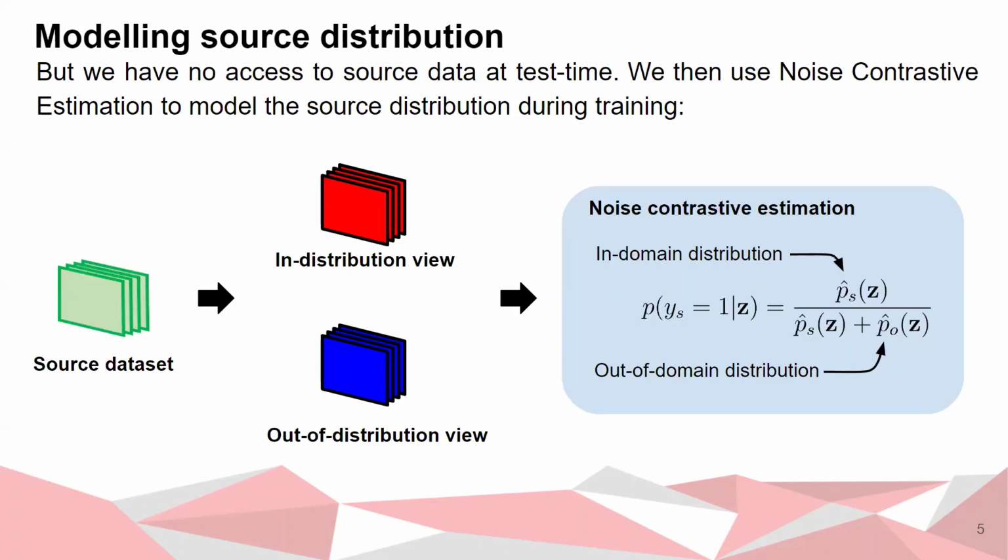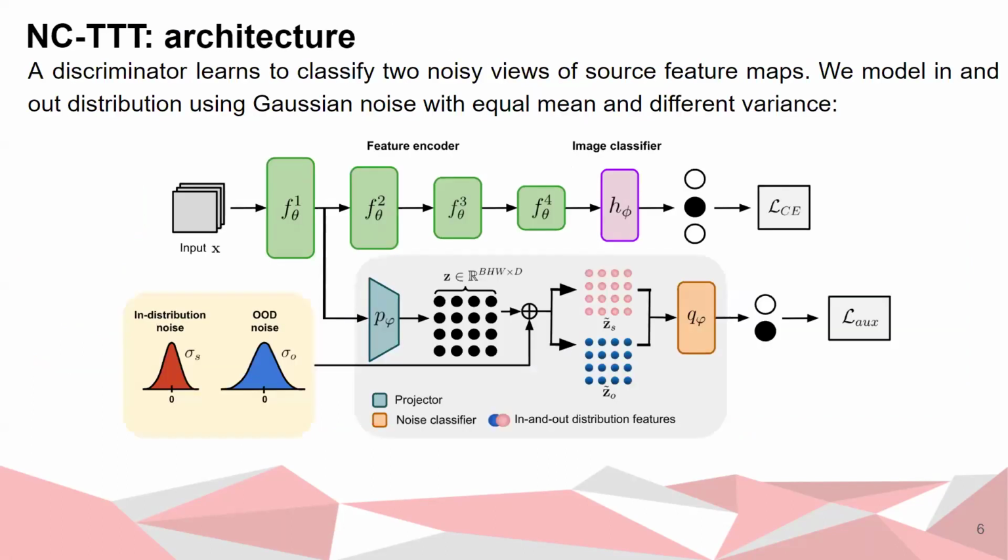To approximate the source distribution during the training phase, we use noise contrastive estimation between in-distribution and out-of-distribution views of training samples. Our method, NC-TTT, applies noise sampled from two Gaussian distributions with zero mean and different variances to the projected feature vectors. A discriminator learns to classify between both noisy views.